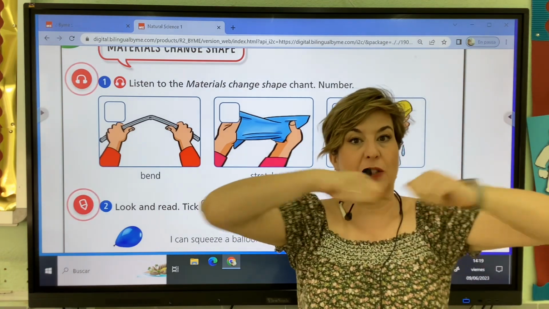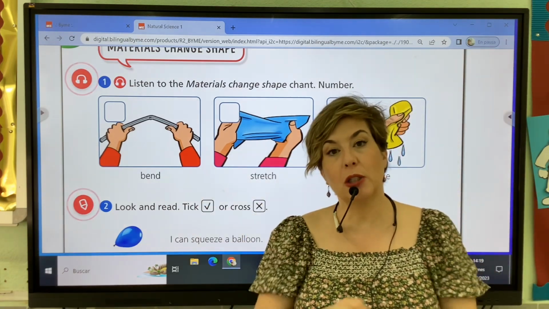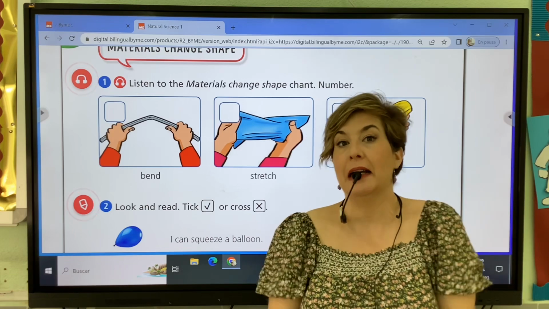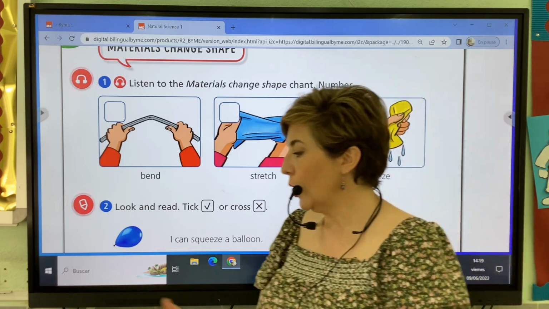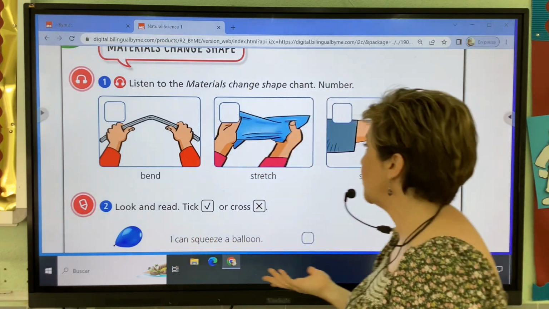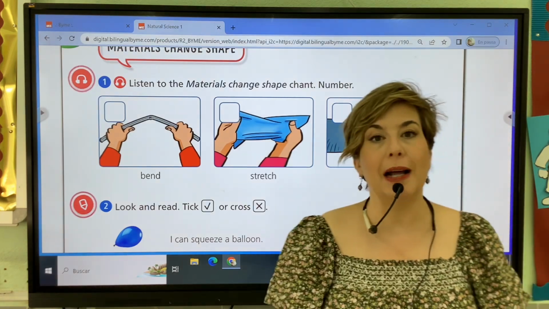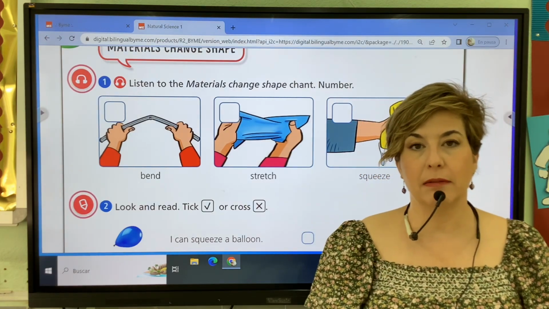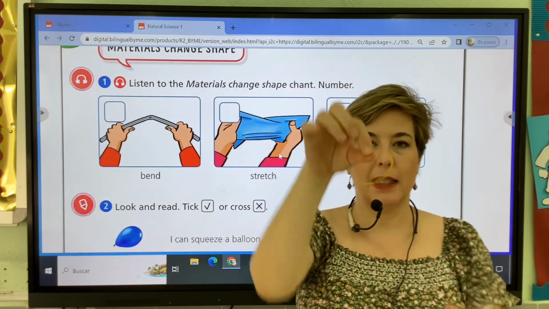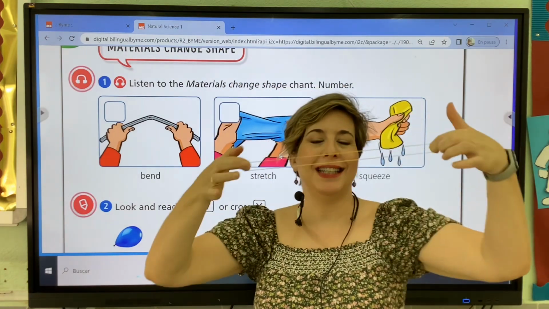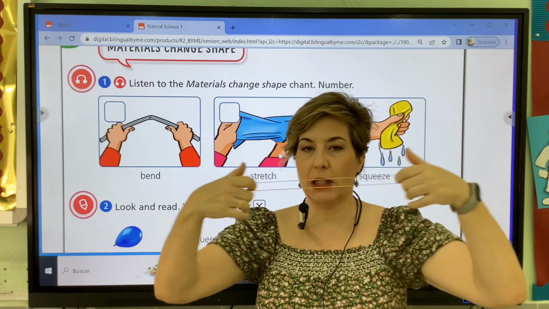Can I stretch the plasticine? No, because if I stretch the plasticine, I break it. So what can I stretch? I can stretch, for example, an elastic band. This is an elastic band. Can I stretch it? Yes, I can stretch it.